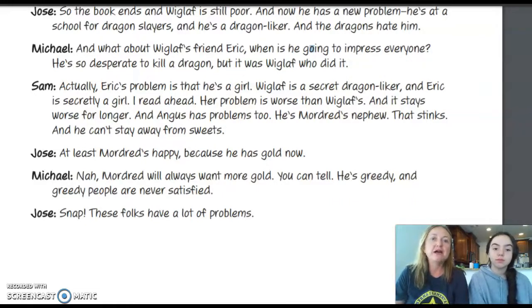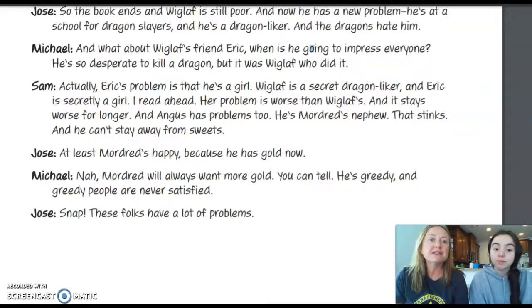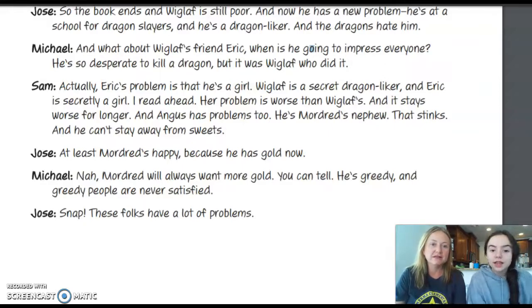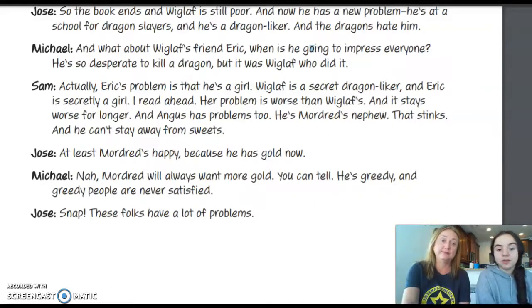I read aloud. Her problem is worse than Wiglaf's, and it stays worse for longer. And Angus has problems too. He's Mordred's nephew. That stinks. And he can't stay away from sweets. At least Mordred's happy because he has gold now. Nah, Mordred will always want more gold. You can tell. He's greedy, and greedy people are never satisfied. Snap, these folks have a lot of problems.